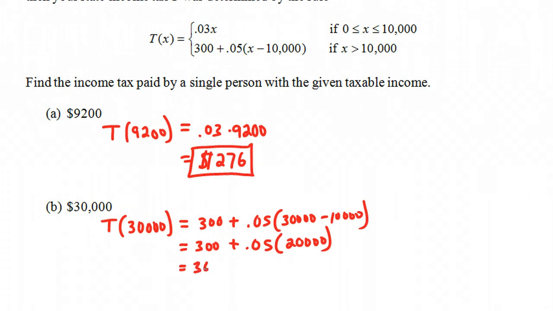And then 300 plus 5% of 20,000, which is 1,000, and so what you end up with is $1,300. So that's $1,300 in income tax a person would have to pay if they made $30,000. Okay, so piecewise defined functions can be used in real life situations.